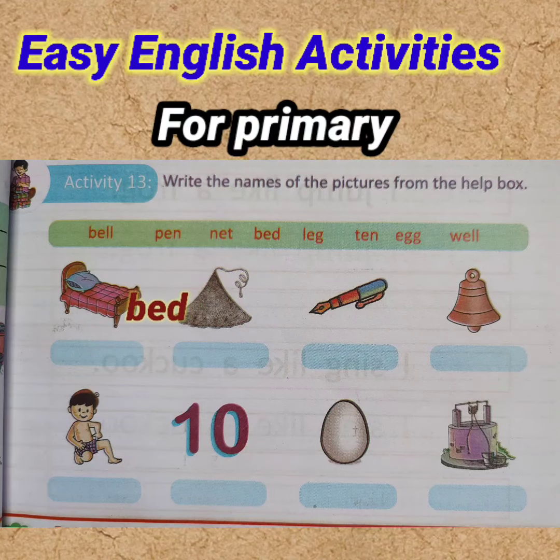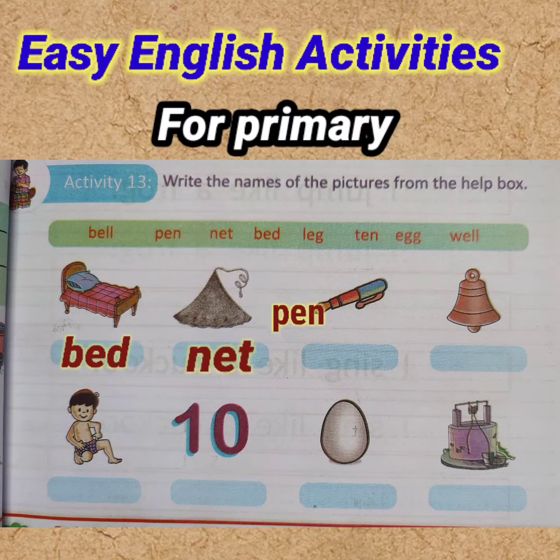See here, the first one is bed, the second one is net. You have to use the hint box to identify the words. When you identify the word, you have to write it in the given box. Okay. See, it is bell.